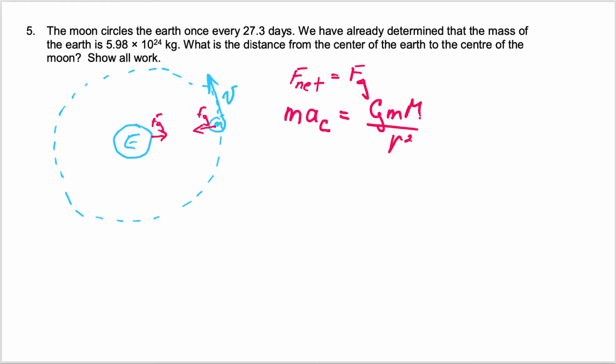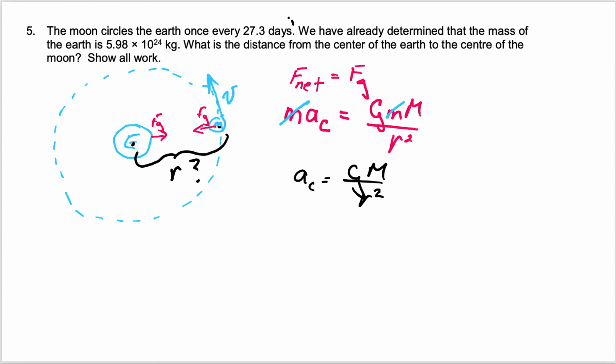Little m is the mass of the moon, big M is the mass of the earth. Now, the mass of the moon cancels because it's the one that has the acceleration. So the little mass is gone, and I'm left with my centripetal acceleration is GM over r squared. Now, r is the distance from the center of the earth to the center of the moon. That's the r we're actually looking for. So I get ac is GM over r squared, and I want to solve it for the radius of the orbit. What is the distance from the center of the earth to the center of the moon?